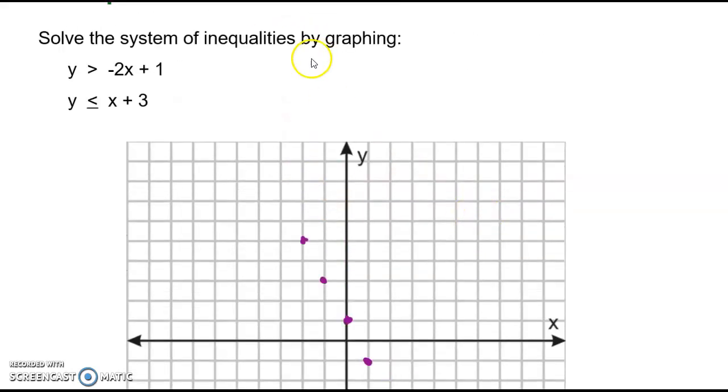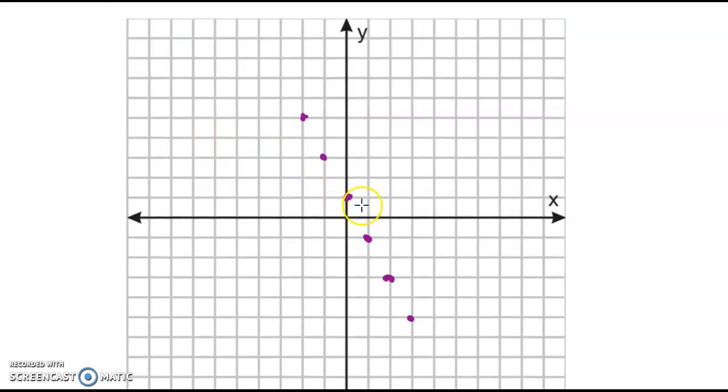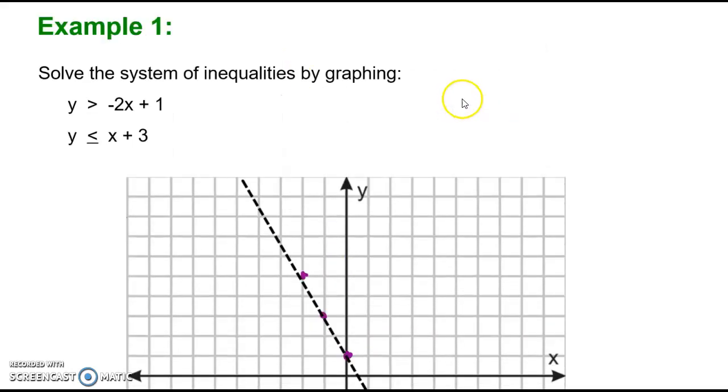And remember, when we draw this line, this one is going to be a dotted line because y is only greater. So the points, the ordered pairs that actually fall on the line are not solutions. So we symbolize that by keeping the line dotted. And now we have to shade.